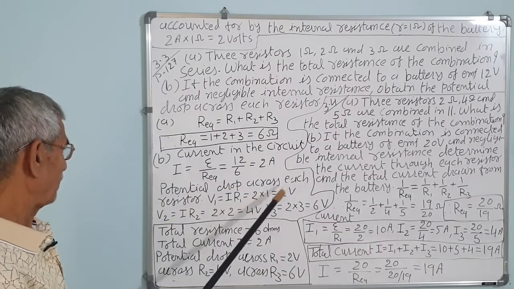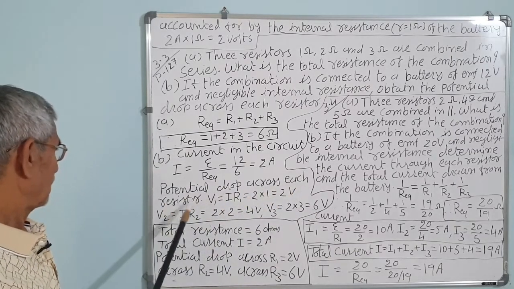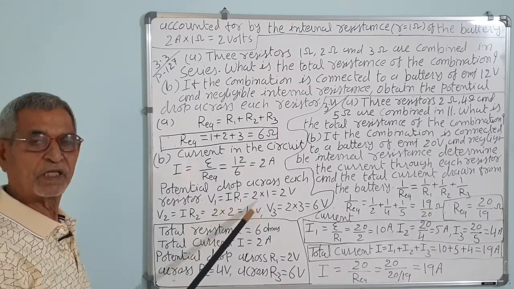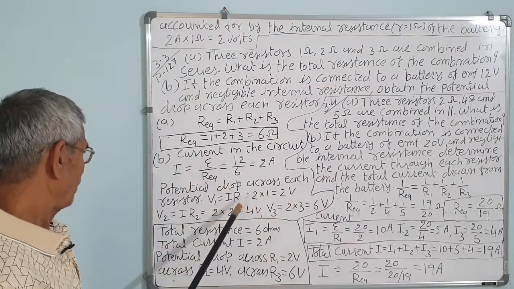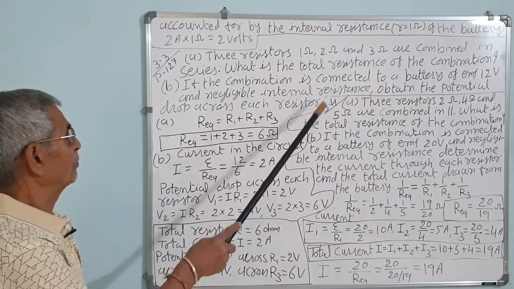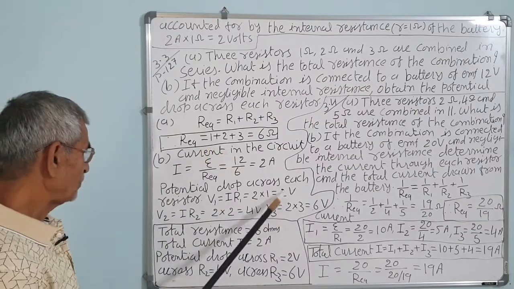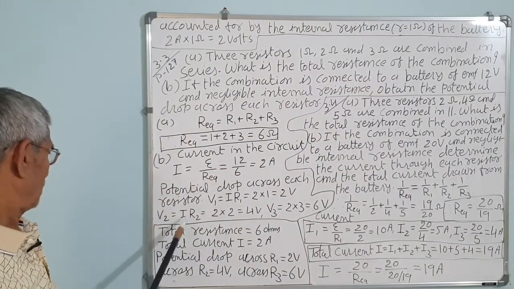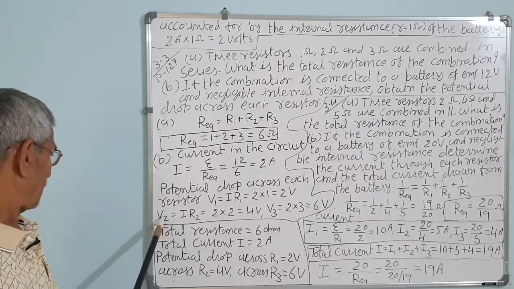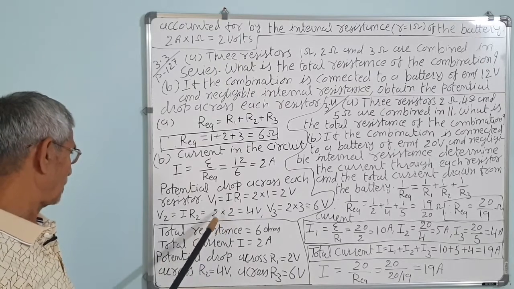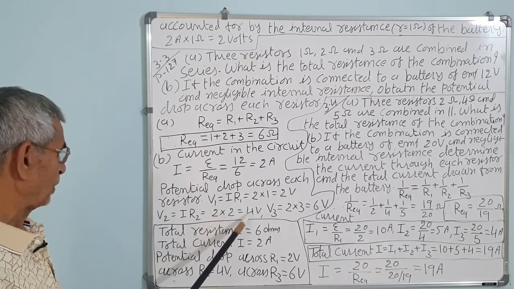So, potential drop across resistor R1 is V1, equal to current into resistance, I R1, that is current 2 ampere and resistance 1 ohm, correct. So, 2 volt. The voltage drop across R2 is V2, then V2 is equal to I into R2, that is 2 into 2, that is 4 volt.